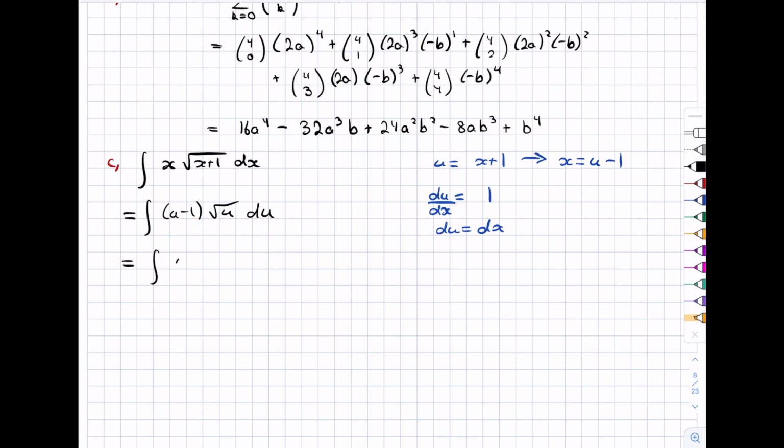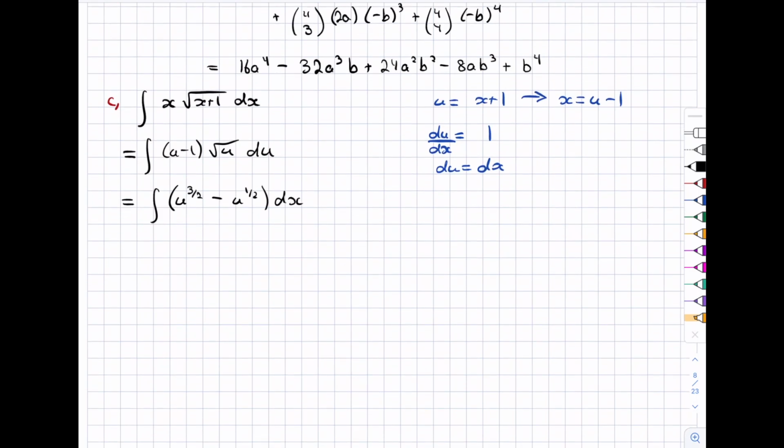So we'll get u to the power of 3/2, because that's u times root u, and then minus u to the half. And notice that I wrote it with an index straight away because I'm anticipating the fact that I need to integrate, and having it written in that form where I have a power instead of a radical sign just makes it easier for me to integrate.